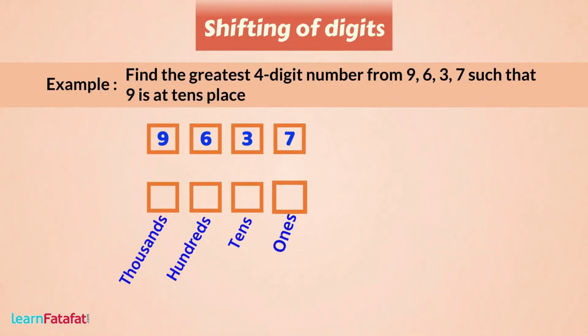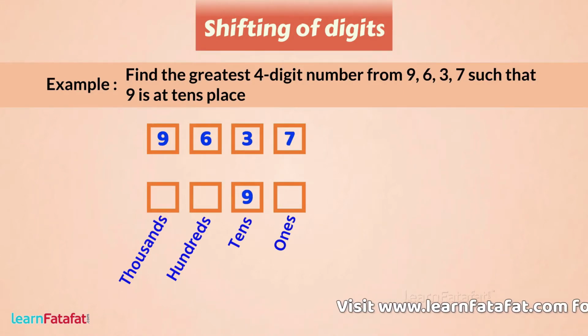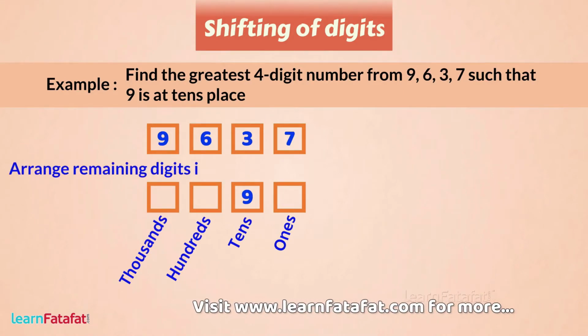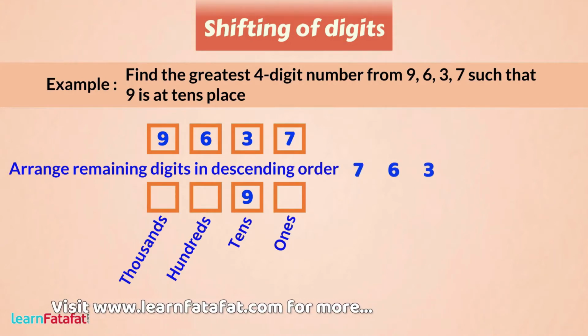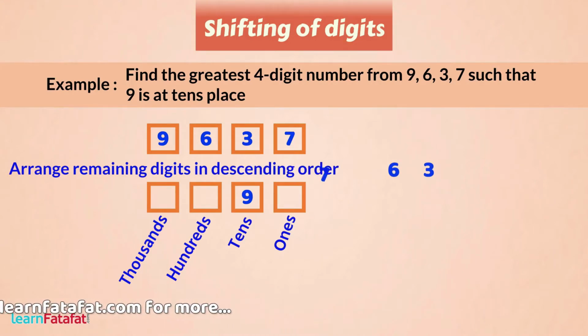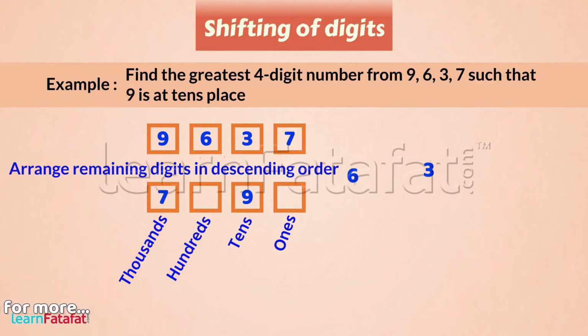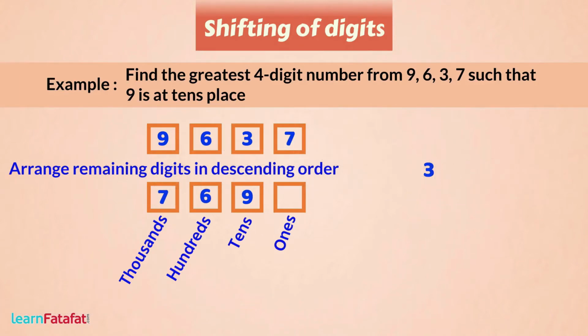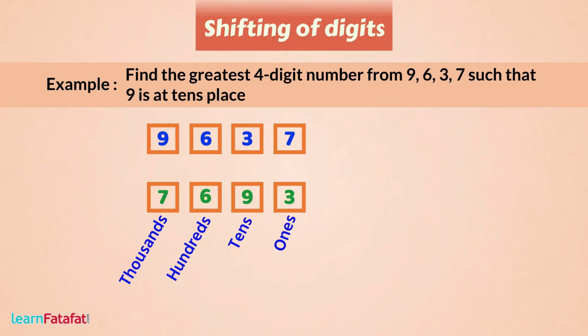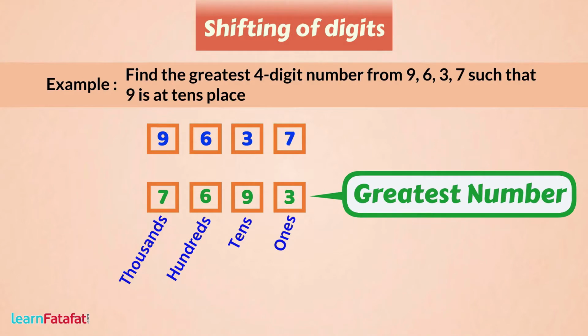Make 4 places for 4 digits. Write 9 at the tens place. Arrange the remaining digits in descending order. Write the greatest digit 7 at the thousands place and 6 at the hundreds place. Since the tens place is already filled, write 3 at the units place. So the greatest number with 9 at the tens place is 7693.